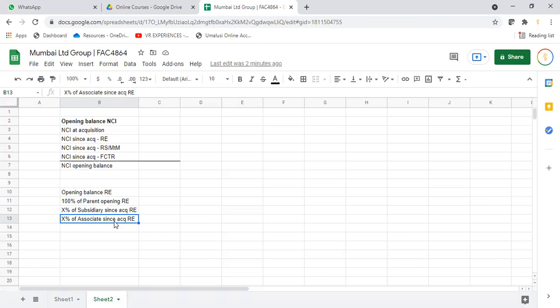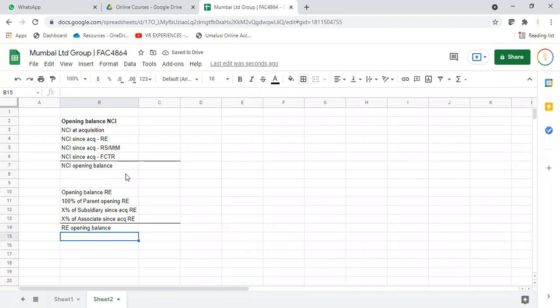And then we do the same. I'm just going to go sub and associate, but remember, if it's a joint venture or joint operation, that's basically it. I'm just trying to think if there's anything I'm missing out on. No, I don't think I'm missing out on anything. So this would basically be it. That would be the RE opening balance.